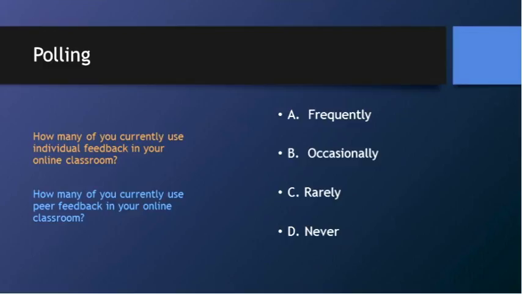So let's go back to our ABC polling tools and tell me how many of you use individual and online feedback in your classroom currently. So we're going to answer two questions here. So just individual feedback. How many of you use that frequently, occasionally, rarely, or never? It looks like we're up mostly in the top two. I'm going to clear that. And how many of you use peer feedback in your online classroom?